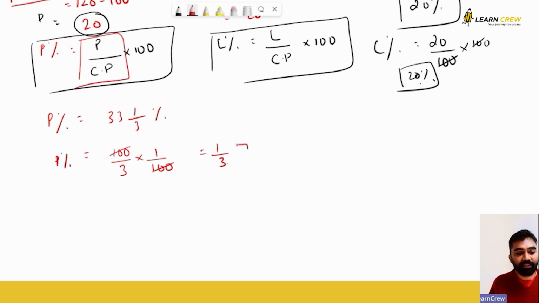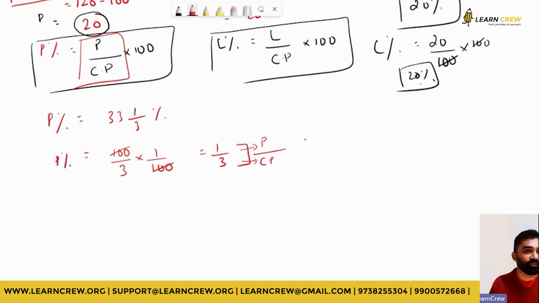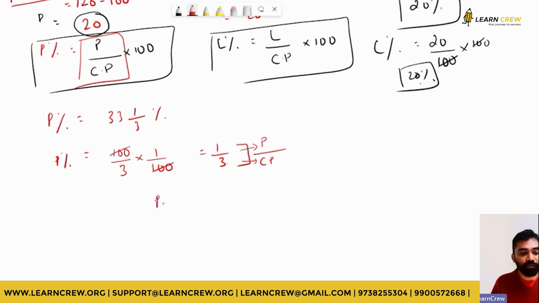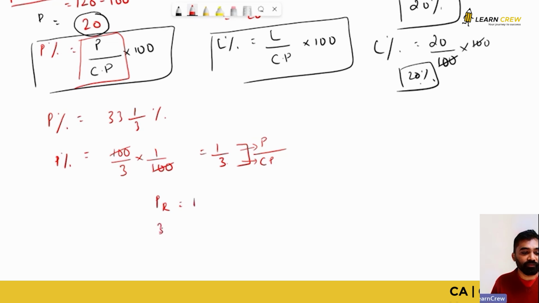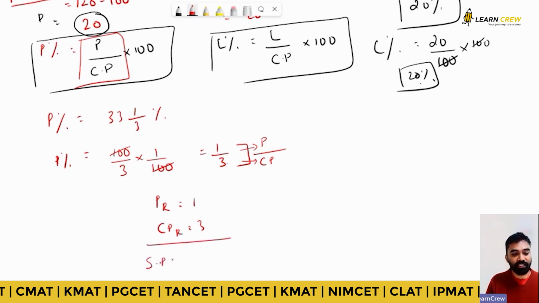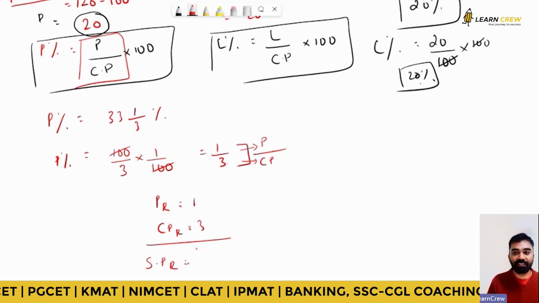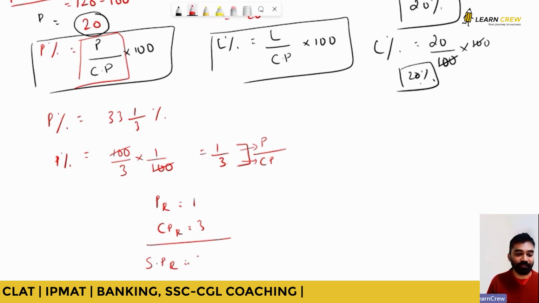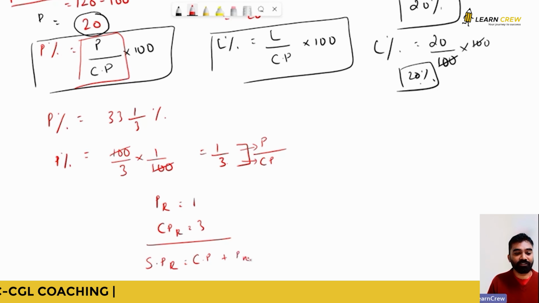So now can I take this in the ratio profit to CP? This is going to be profit, and this is going to be my cost price ratio. Yes or no? Yes. So my ratio for profit is 1 and my CP ratio is 3. Accepted. So what is my selling price then? Selling price ratio is 4. I'm going to add these both. Selling price is profit ratio plus cost price ratio, which gives me 4. This is going to be my selling price.